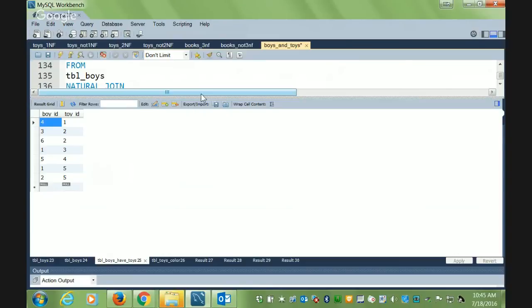Right? So you take the boys table, you go through each boy. Boy, are you in this table? Gone. Boy, are you in this table? Gone. Boy, are you in this table? No. Oh, you don't have a toy at all. I will spit out here. That's what an outer join is.